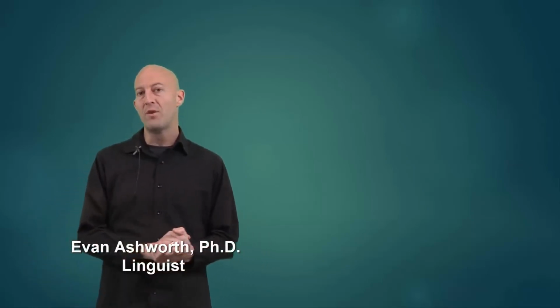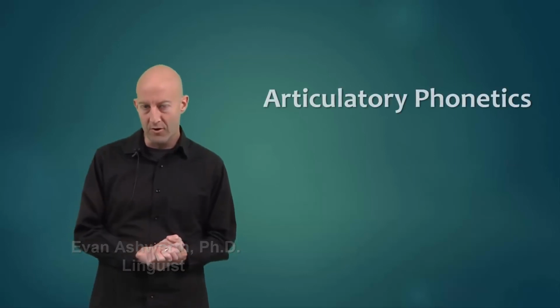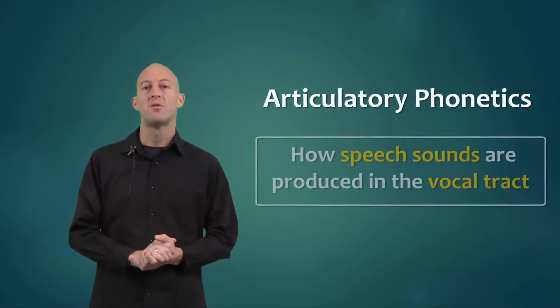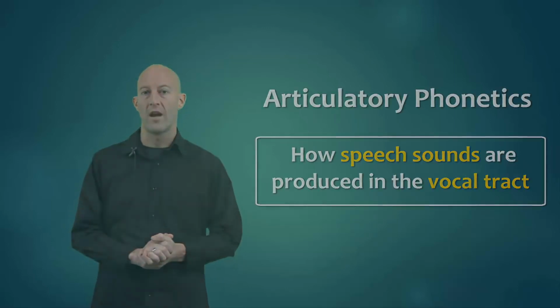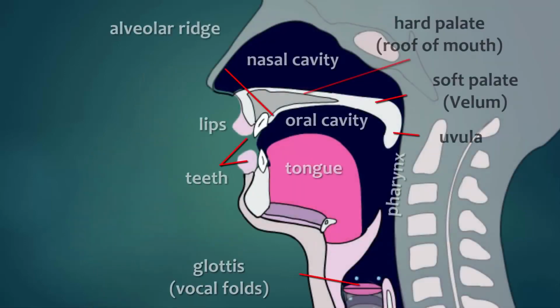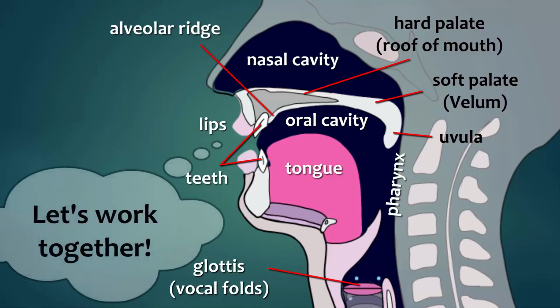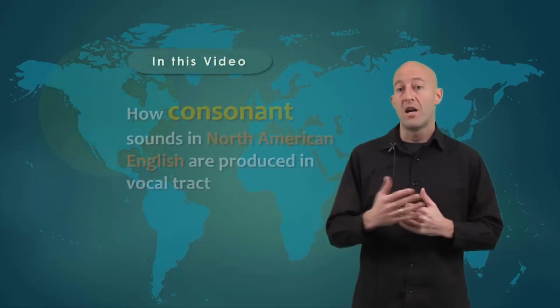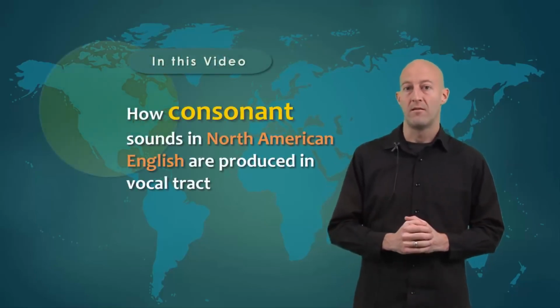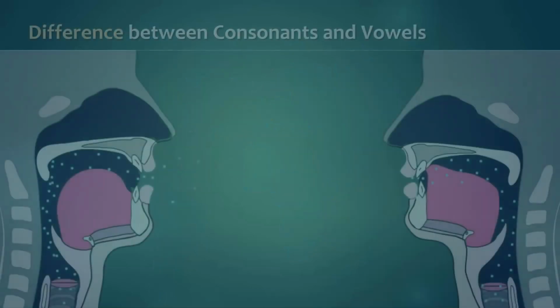So today we will be talking about articulatory phonetics. This is the study of how speech sounds are produced in the vocal tract. All of our articulators in our vocal tracts must work in concert to produce just one speech sound. This is to say nothing of the complexity of these motor routines in casual speech. So, just a note, we will be focusing on the phonetics of spoken languages, and more specifically, consonant sounds in North American English in this video.